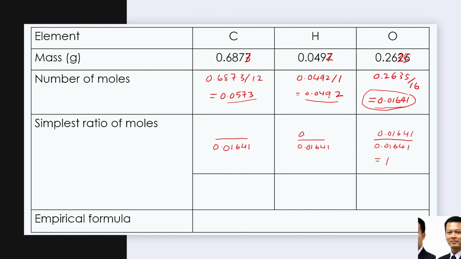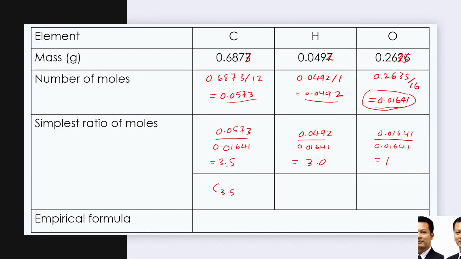But what about this one? 0.0492, you should be able to get 3.0. And this one, 0.0573, you should be able to get 3.5. So how can we get simplest ratio? This one is 3.5. It cannot be C 3.5 like that.